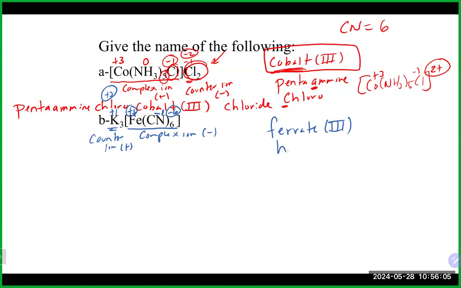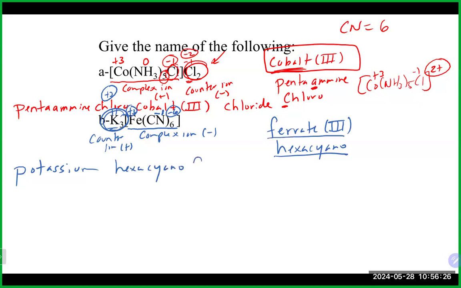We also have hexacyano for our 6 cyanides. So we'll start here actually with our counter ion, and we're just going to use the name, which is potassium. We will go with our ligands first, which will be hexacyano, and our metal at the end of the name here, ferrate, Roman numeral 3. Any questions on that one there?